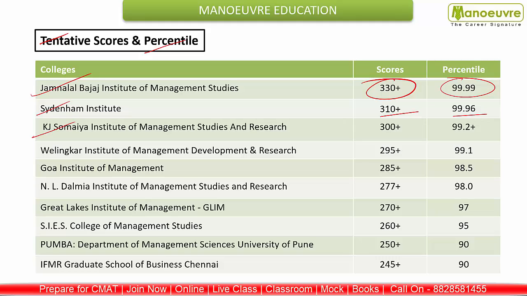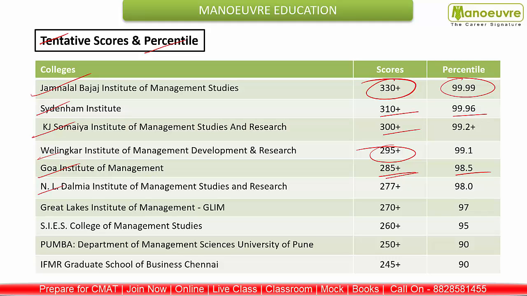The next one, KJ Somaiya, 300 plus marks. Welingkar Institute of Management Development and Research, 295 plus marks. And the college which makes a great mark in the business world, that is nothing but the Goa Institute of Management, which is also known as GIM Goa. So to enter into this college, you have to score 285 plus marks and the percentile is 98.5.